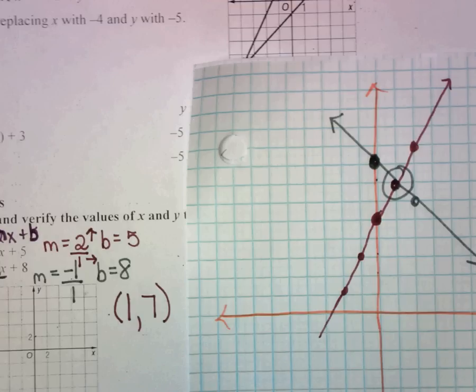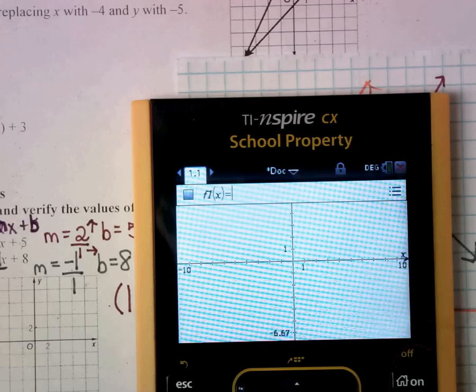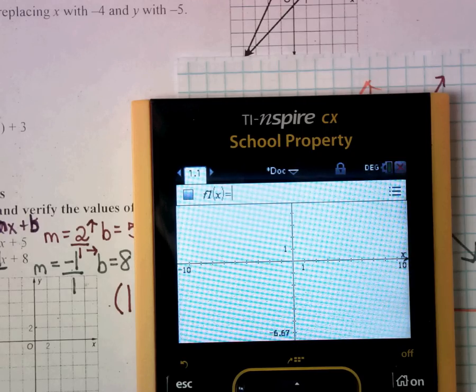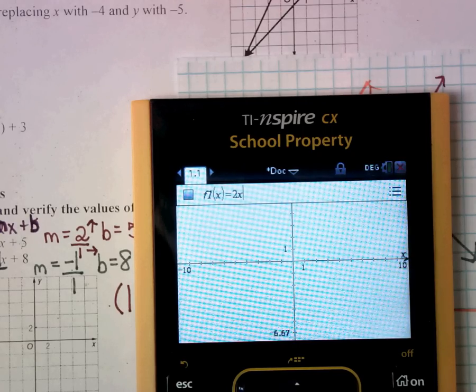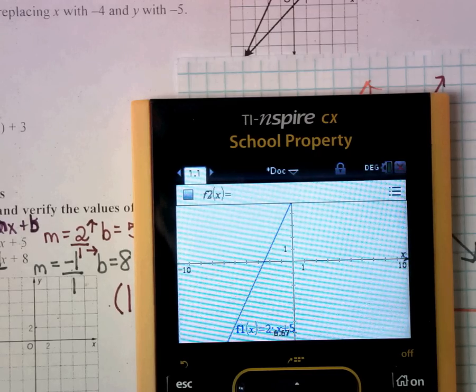Now, let me show you a really awesome thing you can do with your calculator. I want everybody to create a new document and add a graph. And then I want you to type in both equations. So we have 2x plus 5. And as I'm doing this, if you want to just watch first and then try to do it on your own, you can do that. I typed in the first equation, going to arrow down, and then I'm going to type in -x plus 8.